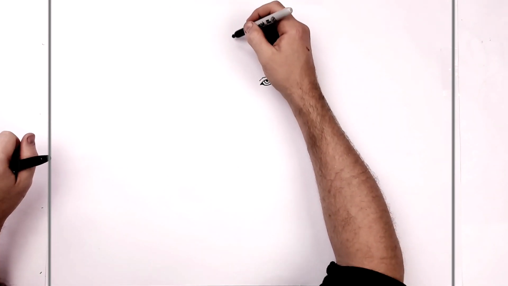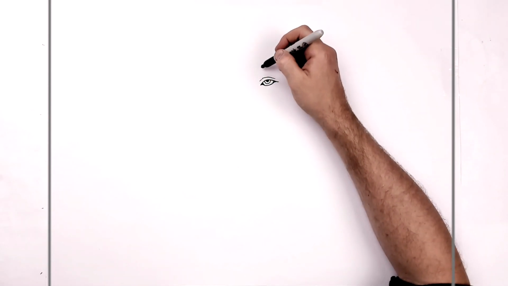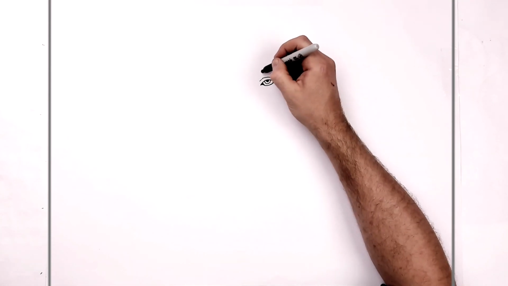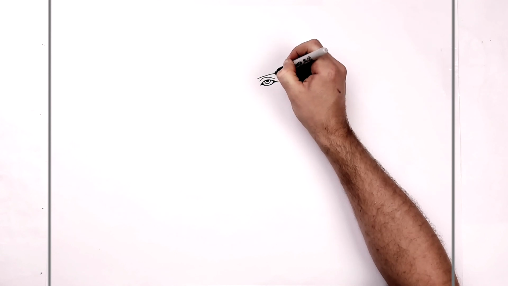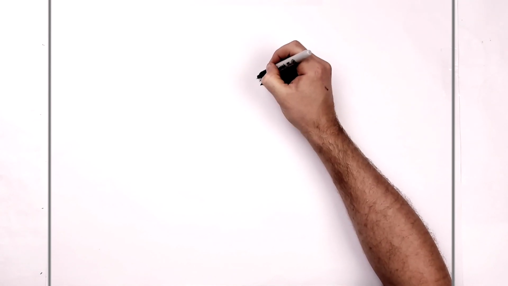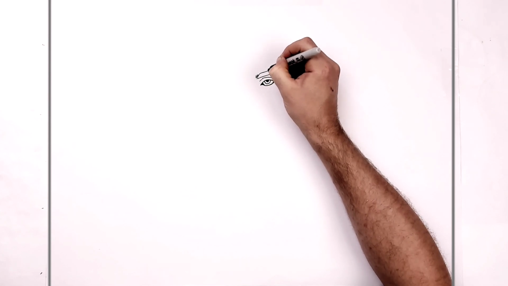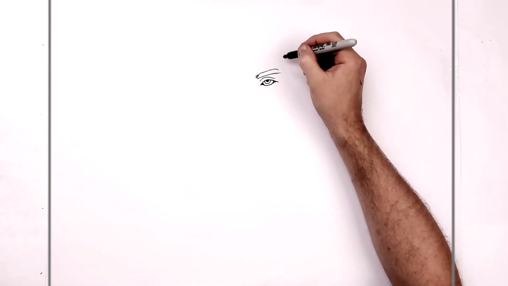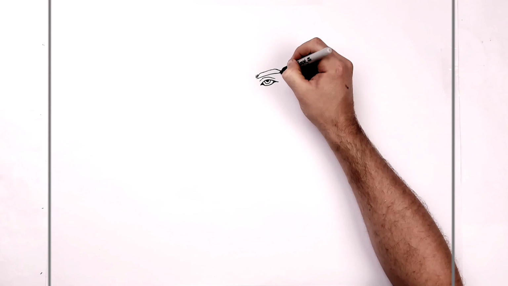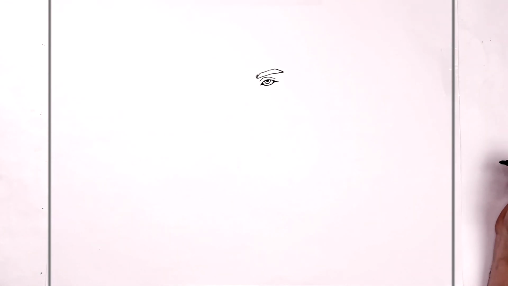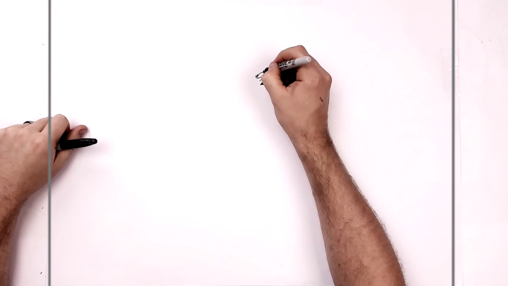And then the eyebrow. So eyebrow sort of hairy, sort of takes across this way, and kind of hairy here, and then comes across the top, down, like so.